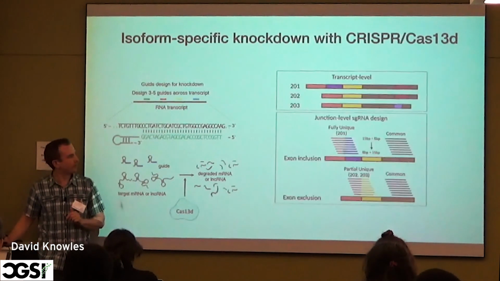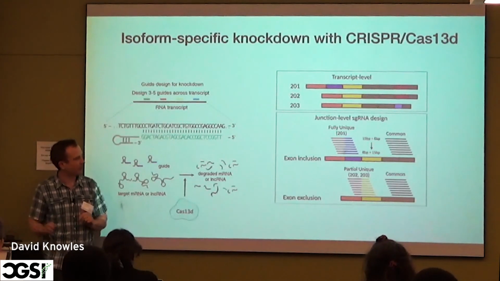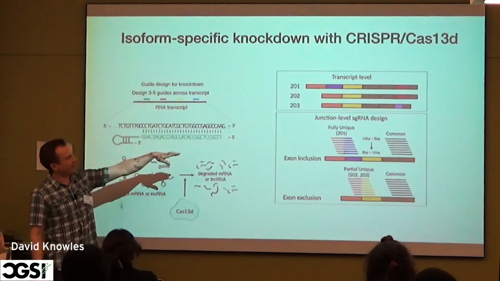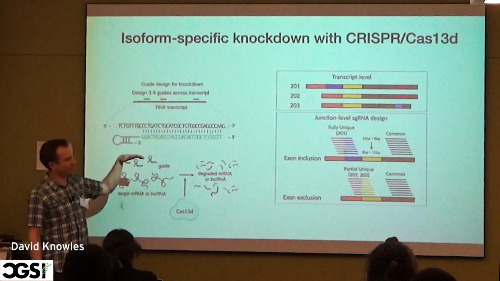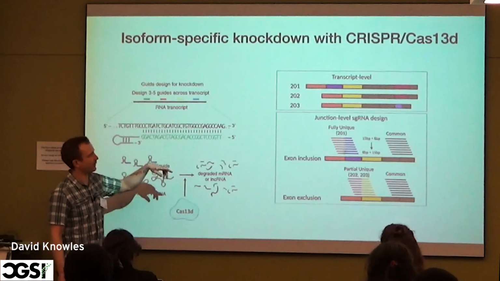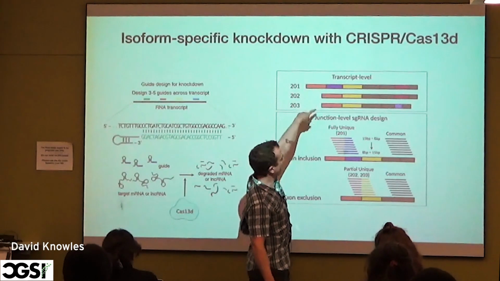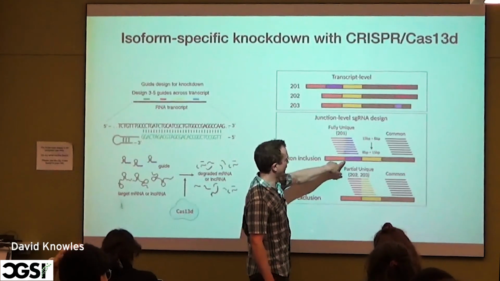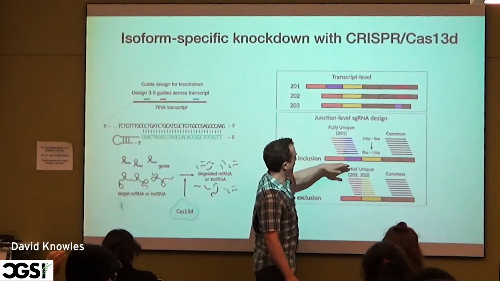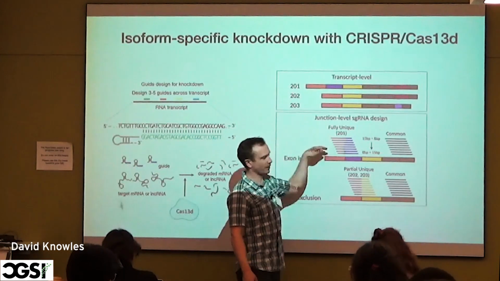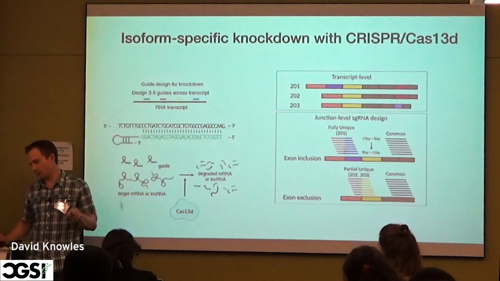So we did an experiment where we designed these gRNAs, guide RNAs, to overlap different positions over these exon-exon junctions. So this is where, from these isoforms, for example, in this isoform, we have this pink and this blue exon together, and we can design guides that specifically target the combination of those two exons.